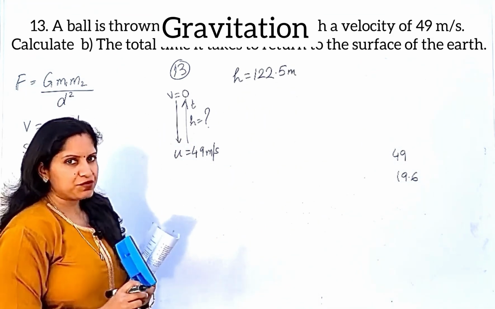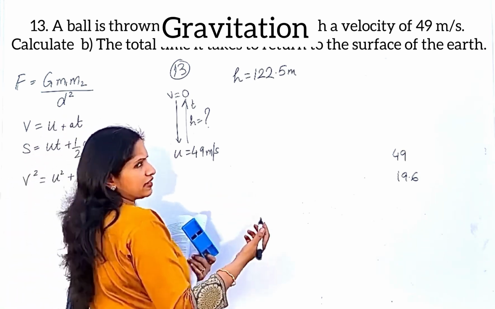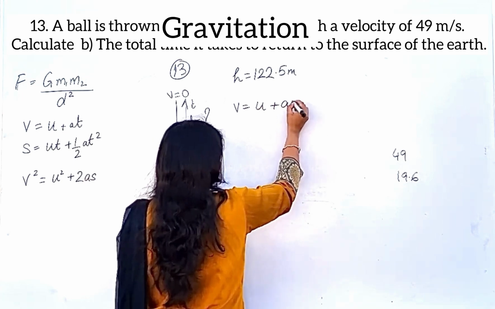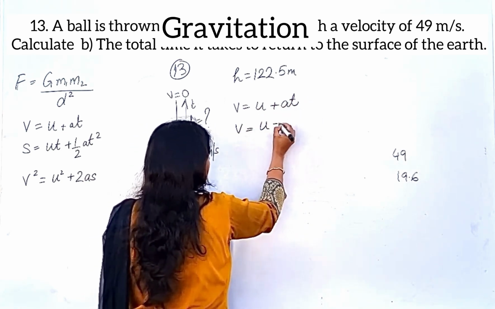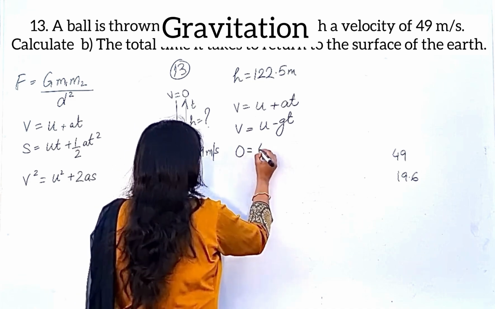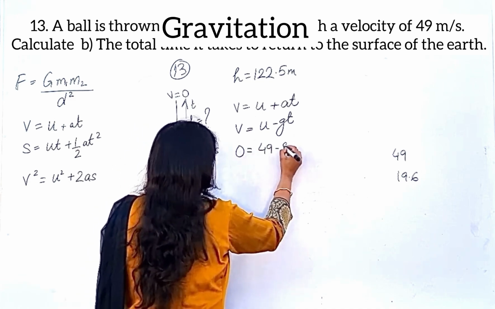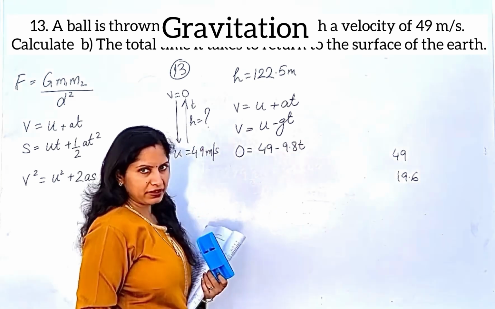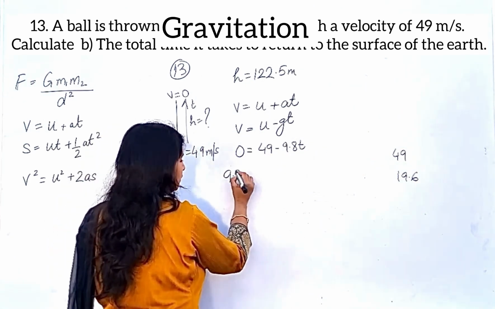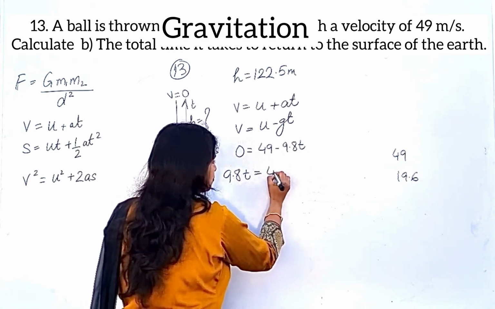You are asked to calculate the time. So we'll use the first equation of motion or the second one. Any of the two could be used. Okay, so v equals u plus at. So here v equals u minus gt because it's going against gravity. So v is 0, u is 49, minus 9.8 into t. It's minus. We'll shift it to the opposite side so that it becomes positive. 9.8t equals 49.